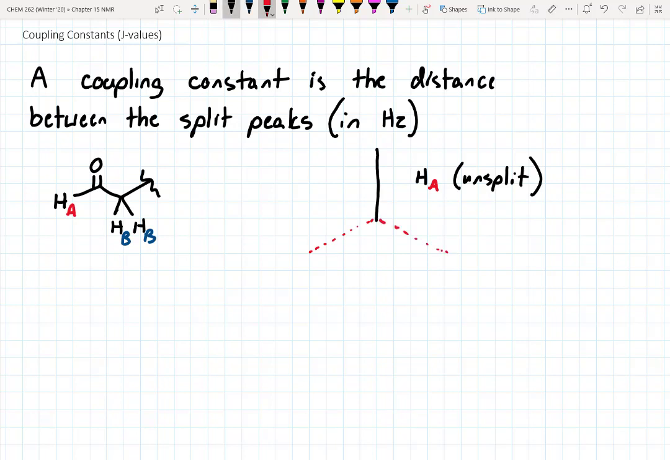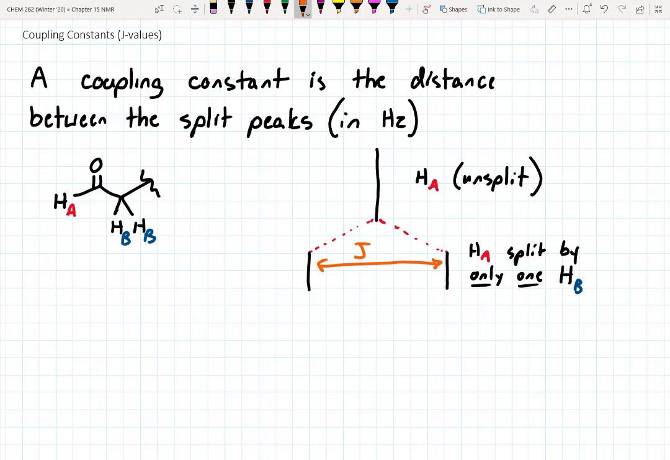Say, all right, over here, if this happens, how tall do you think our new peak will be if it's split into two equivalent peaks? Half as tall, right? So we can go ahead and say this is going to be half as tall. Another way of thinking about this is that this is essentially HA split by only one HB, right? And the way we measure this is we can measure this gap, meaning the distance between these peaks. Typically what we call this is our J value. So this is the J value, meaning the magnitude of splitting between these two peaks, specifically between these two protons A and B. So we call this JAB.